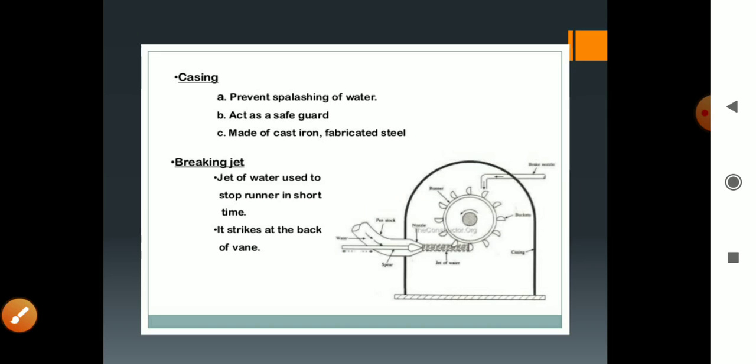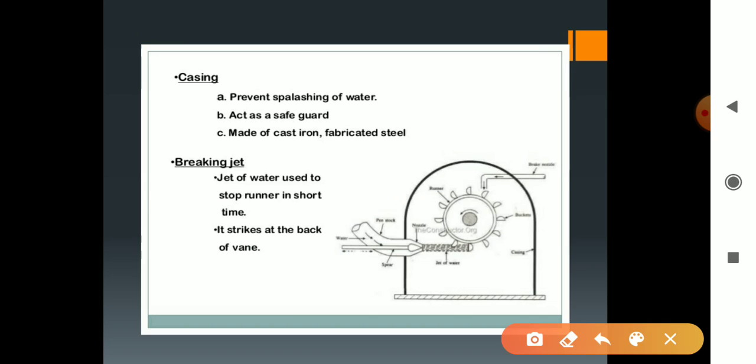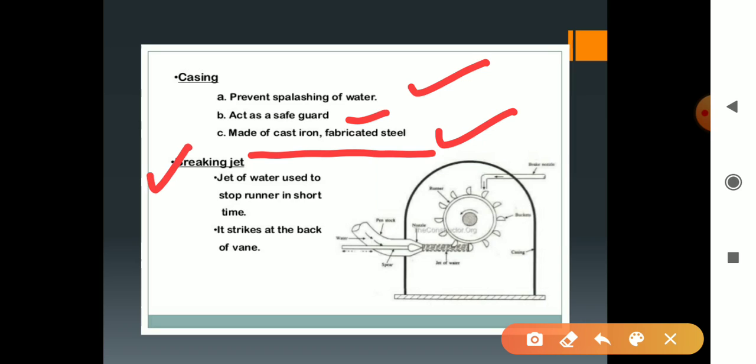Casing is basically used to prevent the splashing of the water. It is not an airtight container or airtightly closed. It acts as a safeguard and is made of cast iron or fabricated steel. The last component of the Pelton turbine is the braking jet, a jet of water used to stop the runner in a short time, and it strikes at the back of the vane.